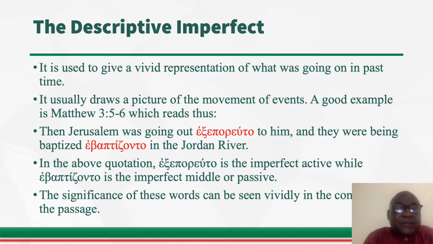The sentence says, then Jerusalem was going out, the Greek word there is exeporeto, going out to him, and they were being baptized, the Greek word there is ebaptizonto, in the Jordan River. In that sentence, exeporeto is an imperfect active, while ebaptizonto is an imperfect middle. So you could see the significance of this word vividly.